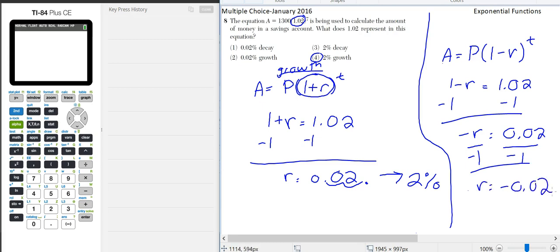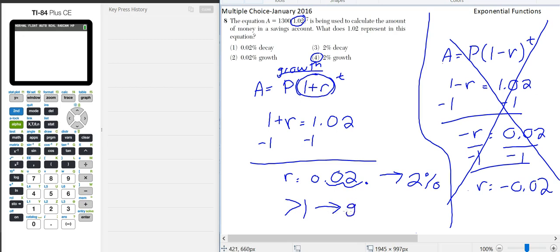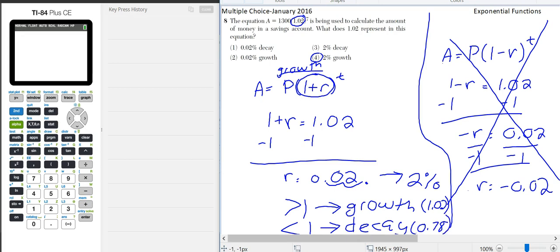We can never have a negative rate, so we know automatically this cannot be exponential decay, and it has to be exponential growth. And in general, when you have something in your parentheses that's greater than 1, it represents exponential growth. When you have something in your parentheses that's less than 1, it represents exponential decay. So exponential growth could be the one in the question, 1.02. Exponential decay would be something like 0.78, which is less than 1, therefore it's exponential decay.